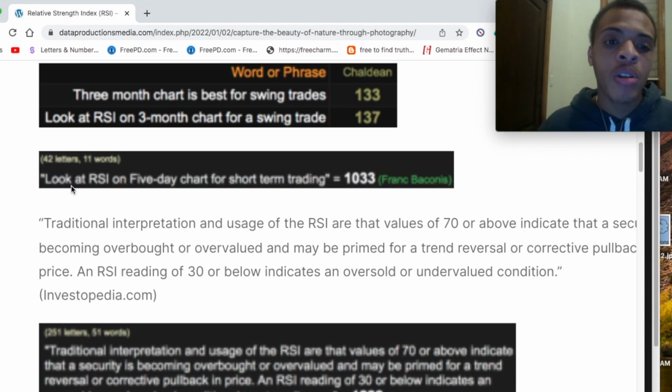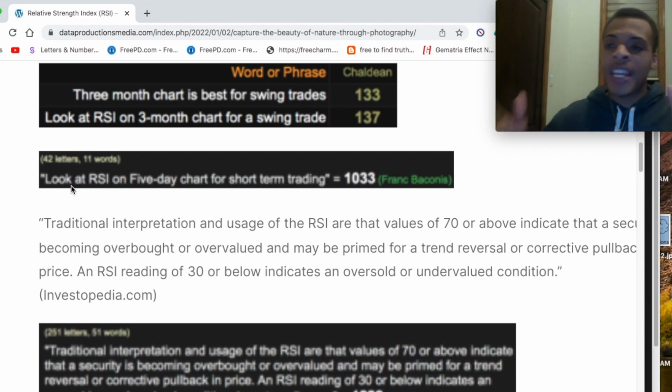Look at RSI on 5-day chart for short-term trading. So even if you're not a day trader, but you want to get in and out of something within a week, the 5-day is pretty good. Buy when it's oversold on the 5-day, and obviously, naturally, how the market works, it's going to get a boost in price just off supply and demand and the flow of the markets. But look at RSI on 5-day chart for short-term trading is 1033 in the Frank Bacon cipher. Again, that's case sensitive, so that's pretty big time.